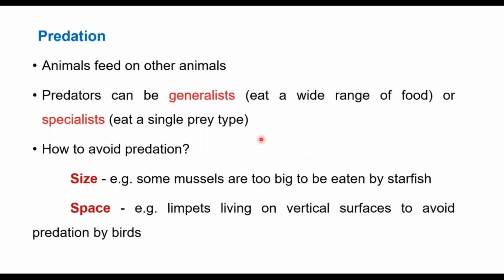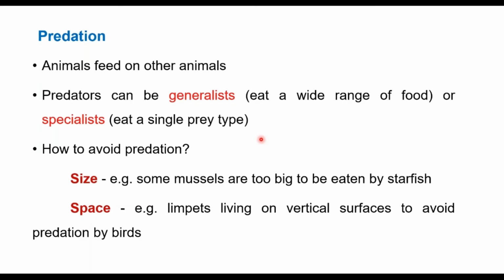Next is predation, where animals feed on other animals. These predators could be generalists, which can feed on a wide range of prey items, like starfish, which can feed on mussels, limpets, barnacles, and all other organisms. And then there could be a specialist, which can feed only on a single prey.